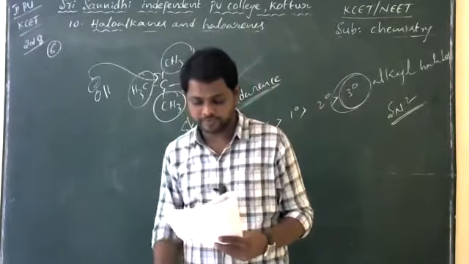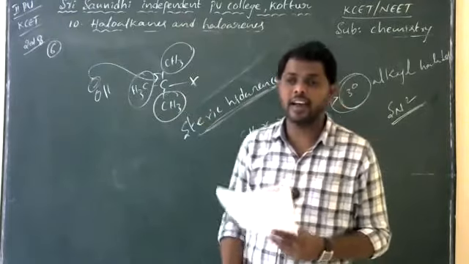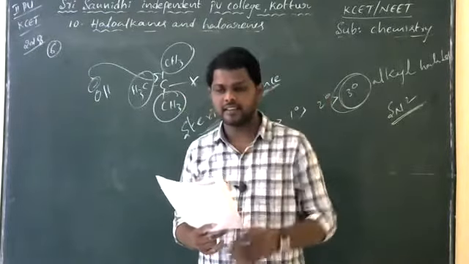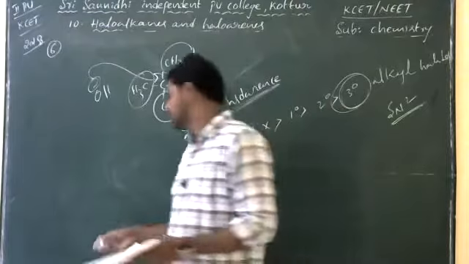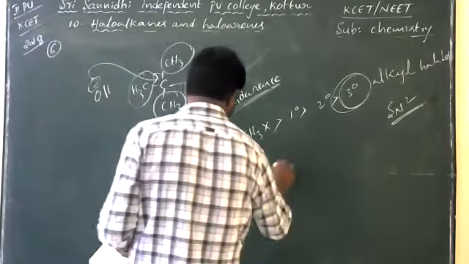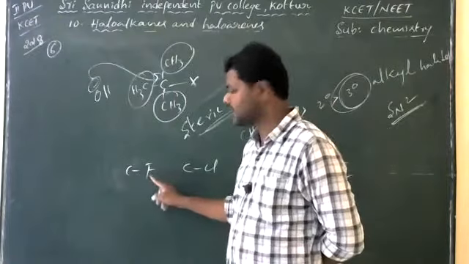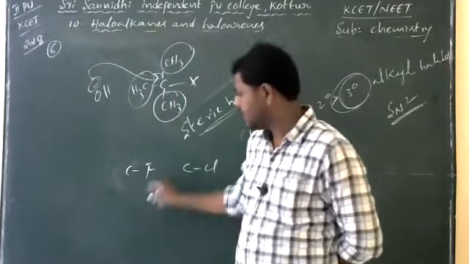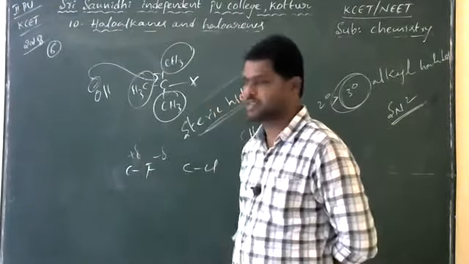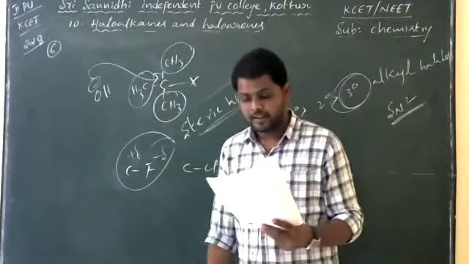Next, the seventh question. Which of the following statements is true in case of alkyl halides? First option, they are polar in nature. Actually, they are polar in nature. If you take C-F, C-Cl, C-Br, C-I, the carbon-halogen bond is polar in nature, because halogens are more attracted to themselves. The halogens get partial negative charge and the carbon gets partial positive charge. All of them are polar in nature, so that is the right statement.